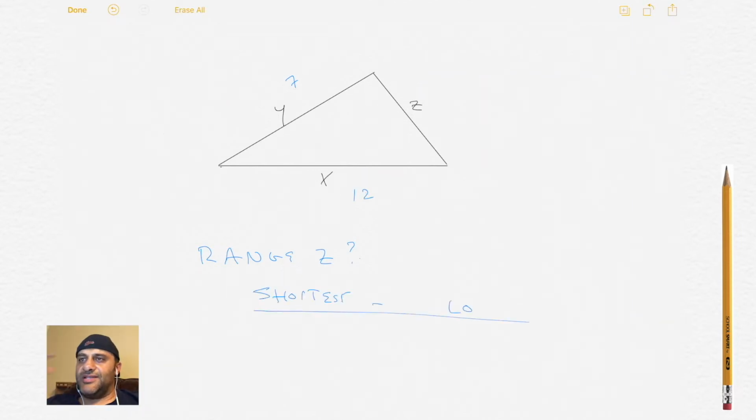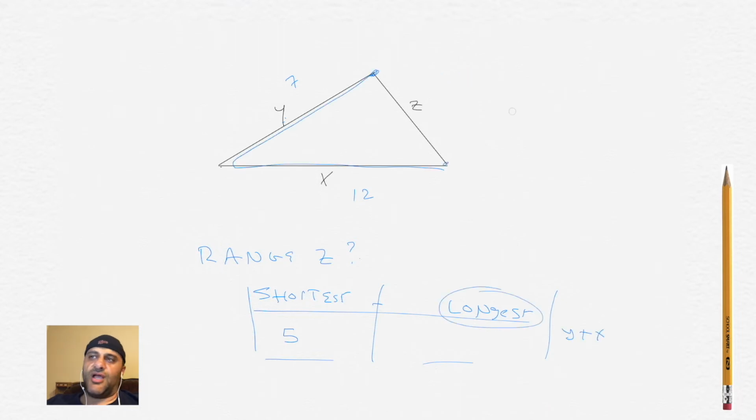Okay, so let's calculate z. What's the shortest? What's the longest it could be? I usually start with the shortest. It can't be 1 because then we'd have 7 plus 1 is 8, and that would not be bigger than x, which is 12. It can't be 2 because then we'd have 7 plus 2, and that would not be greater than 12. It can't be 3, because 7 plus 3 is 10. It can't be 4. 5 it could be, or it has to be a touch more, because 7 plus 5 is 12. So y can be 7 and z could be just a touch over 5, and we can make a triangle work that way.